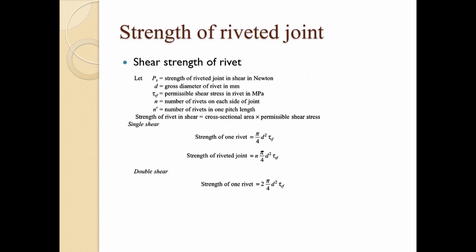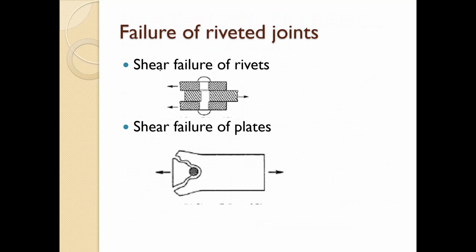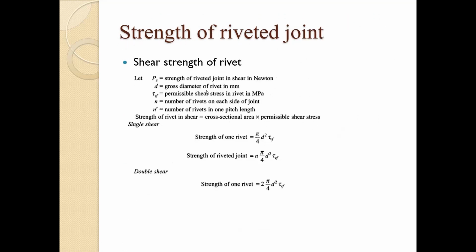Now the strength of riveted joint, the shear strength of rivet. As we can see over here in the shear failure of the rivet, the area which resists the shear is the cross sectional area of the rivet. So this is the double shear case. In case of single shear, only once that area is going to resist. So what is the shear strength of the rivet? That is the cross sectional area multiplied by the permissible shear stress, which is given in the IS code.